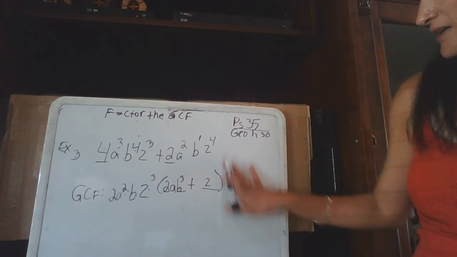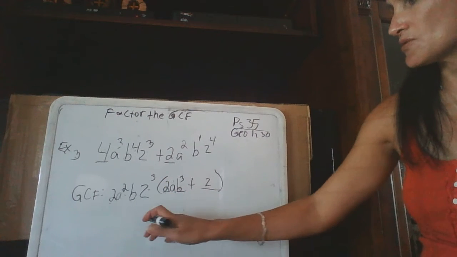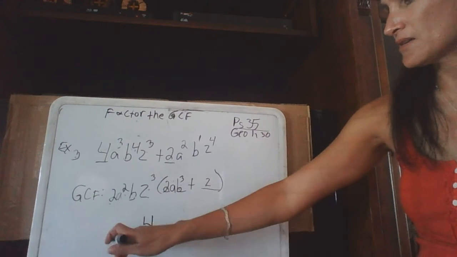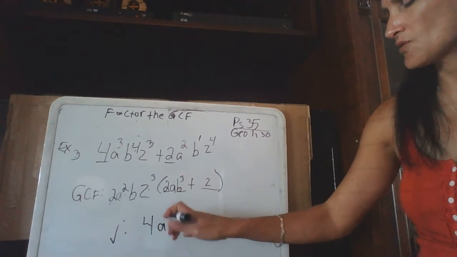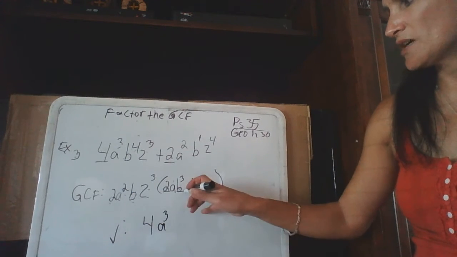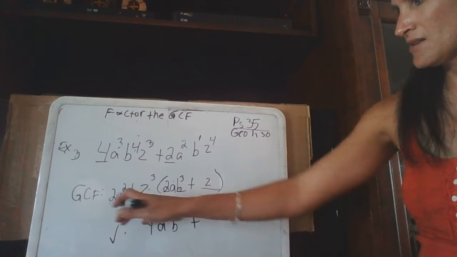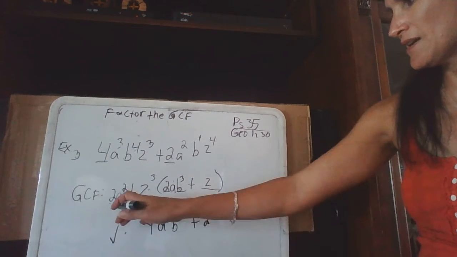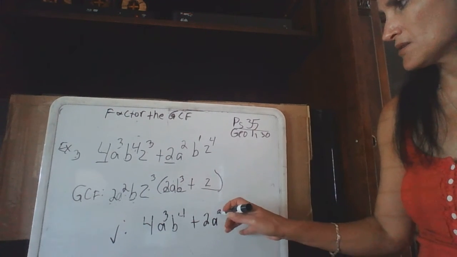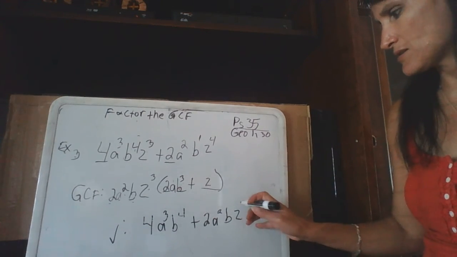And now to check it. Let's distribute. 4 times 2, 4. Okay, here's my check. A squared plus a would be a to the third. B to the 1, b to the 3 would be b to the 4. Okay, plus 2 times 1 would be 2, a squared, b, and there's 4 z's, z to the fourth.